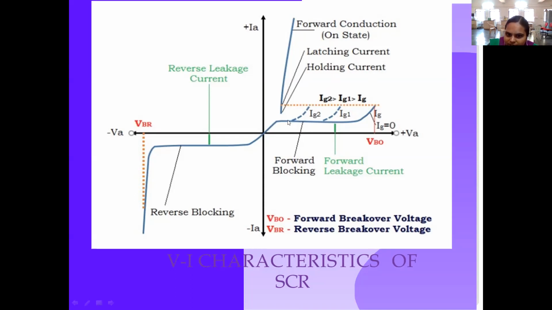Based on this, initially it will not be conducting directly. After the threshold voltage, which is taken here as the breakover voltage, even when our gate current is 0, it starts conducting automatically. It changes from the non-conducting to the conducting state. Suddenly it will be triggering. We call this triggering, and it starts conducting. This is how forward conduction, meaning the on state, happens.